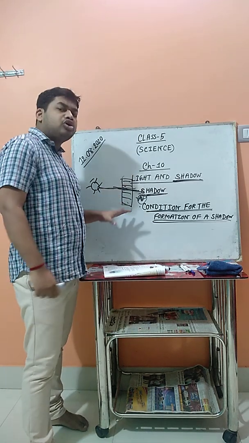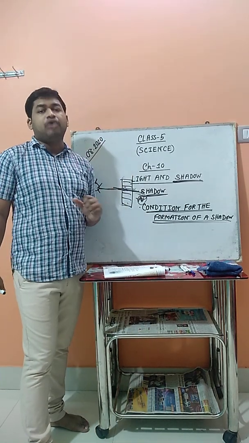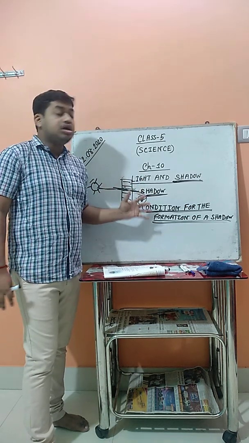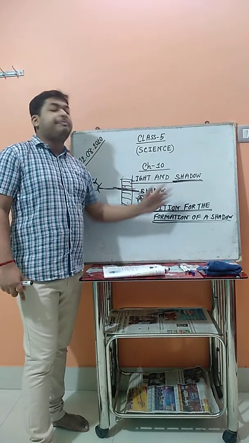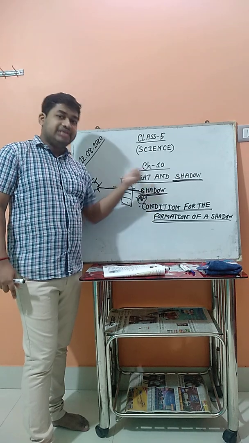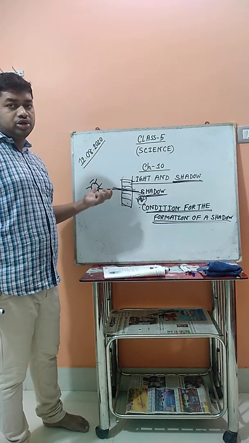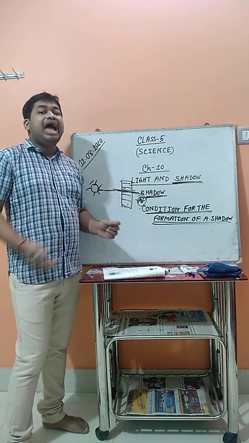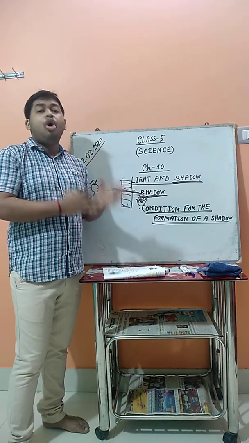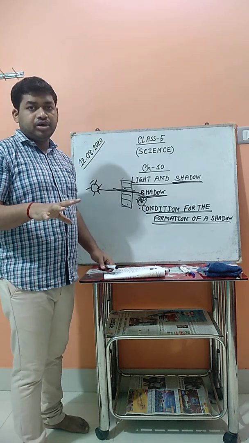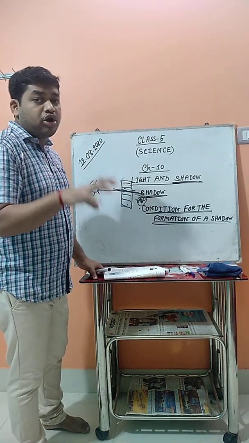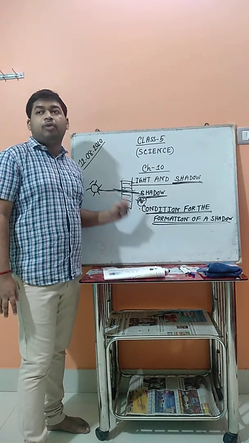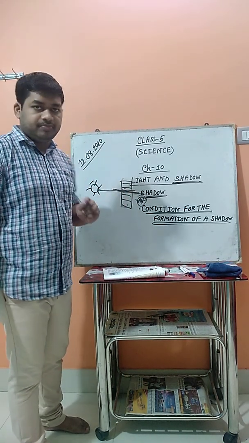In a transparent object, a little amount of shadow forms, but not properly, because a little amount of light is also blocked and the rest passes through to the other side. That is why in a transparent object, only a little shadow is formed. The exact shadow is made only by an opaque object. Only if the object is opaque is the shadow formed. Otherwise, it is not possible to form a shadow.